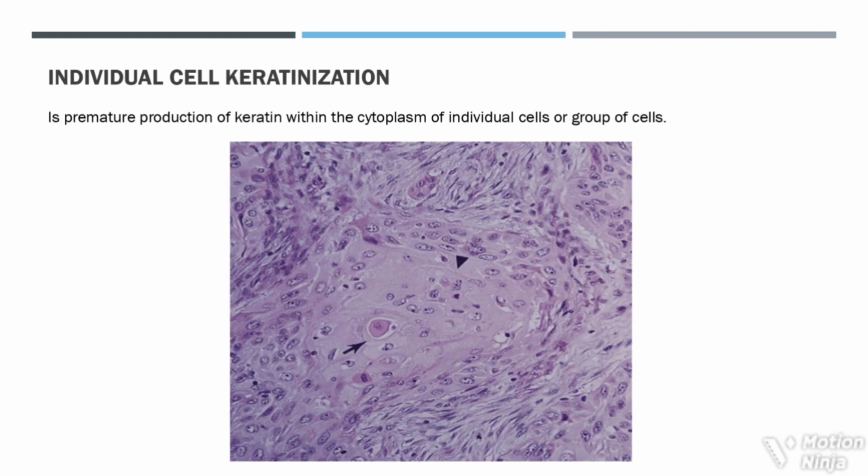The 12th dysplastic feature is individual cell keratinization. It is the premature production of keratin within the cytoplasm of an individual cell or a group of cells.